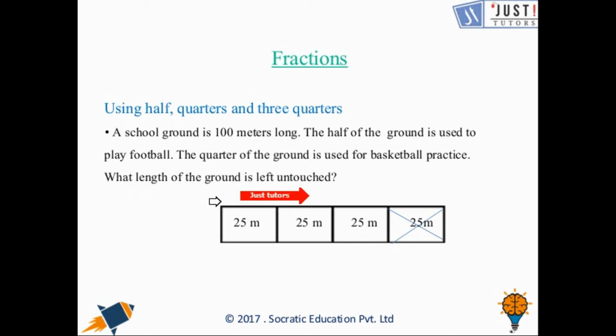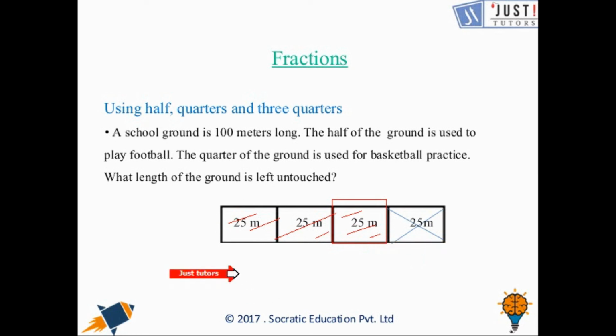So what we can do, we will first draw a bar like this, and then we will divide the bar into 4 equal parts. So one part will be the quarter, and as it says that half of the ground is used to play football, half is gone, and this one box will be 1 out of 4, which means a quarter. So a quarter of the ground is used for basketball practice. Now the left part is only this one, which means 25 meters. As we have divided 100 into 4 parts, we have 25 meters untouched.